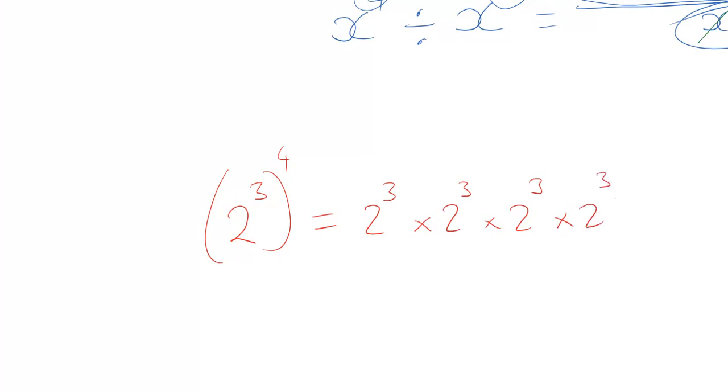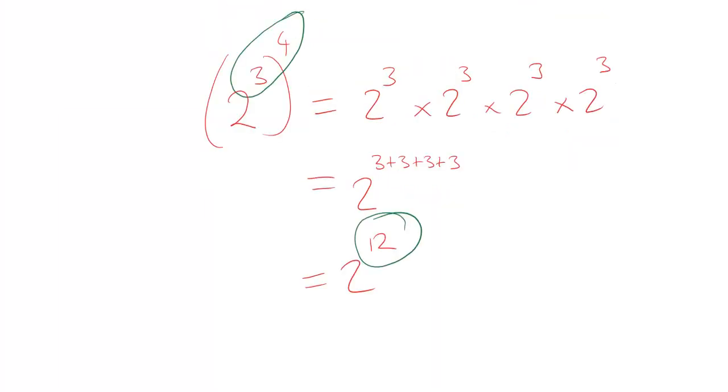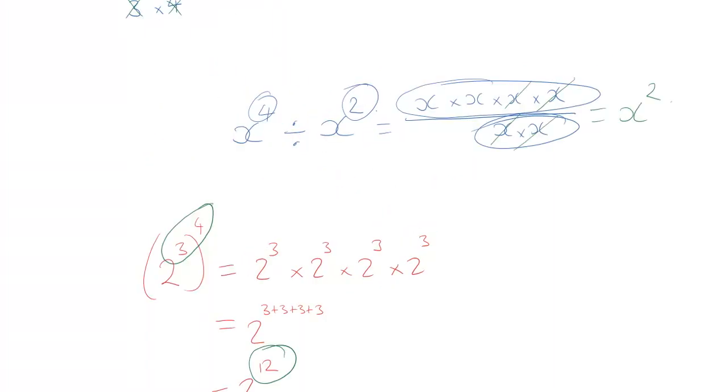Now, of course, we already know from the first law that if we are multiplying different numbers with the same base, we can add those exponents. So this is going to be 2 to the power of 3 plus 3 plus 3 plus 3. So, of course, it's 2 to the power of 12. And to get that 12, the shortcut you should have already spotted is that these two numbers are multiplying together to make that 12. So if we have a power of a power, then they multiply together to make an exponent.